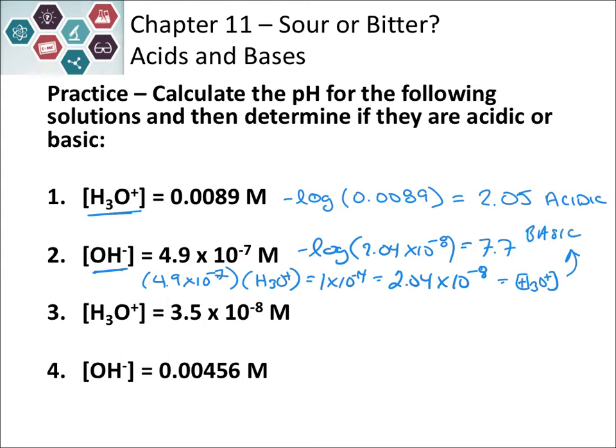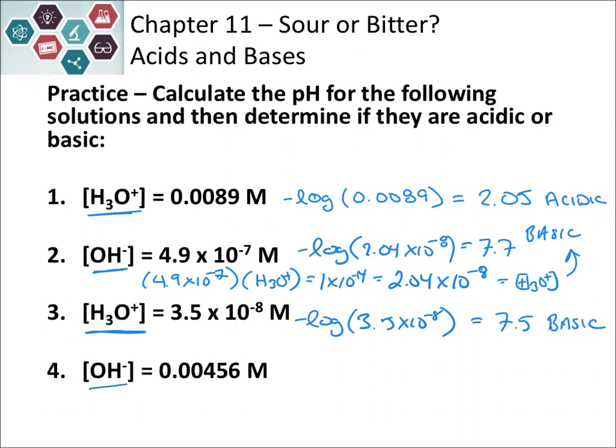Go ahead and pause the video and see if you can calculate the pH for problems 3 and 4. All right, problem number 3. Again, we're just given hydronium, so we just need to do the negative log. So negative log of 3.5 times 10 to the negative 8th is equal to 7.5. Again, slightly above 7, so it is considered basic.